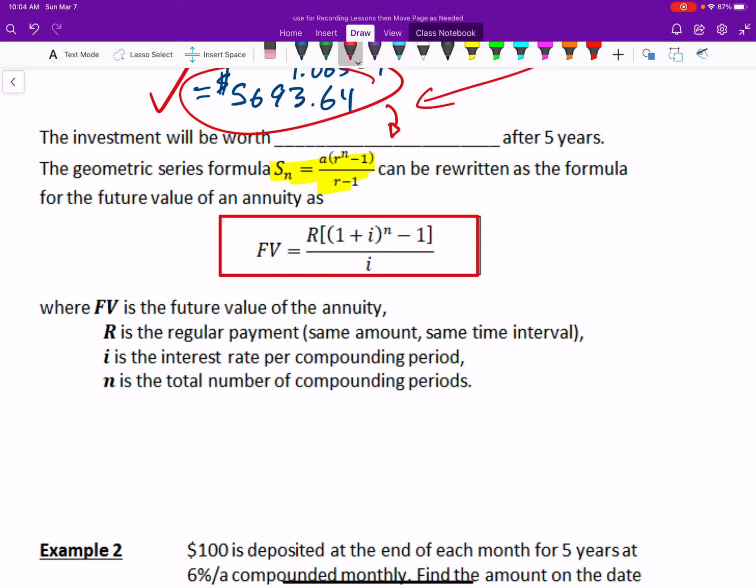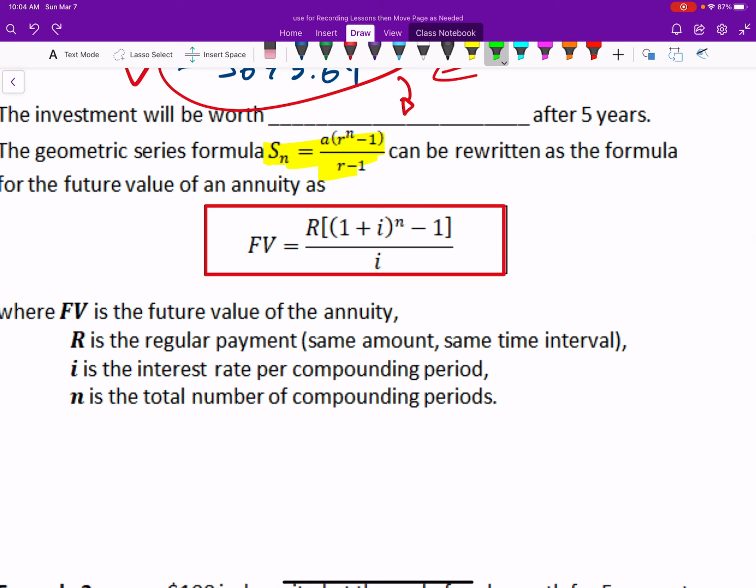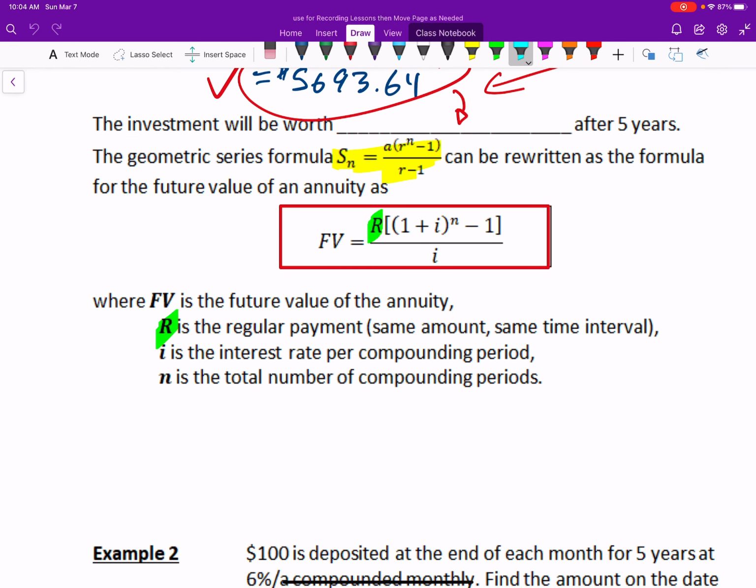So instead of saying the sum of the series, we talk about FV for the future value. Instead of talking about A as our initial amount, we talk about R. R stands for regular payment. And instead of little r, we talk about I as our interest rate per compounding period. Going back to what we had for compound interest, n is still the total number of compounding periods. So we've got just some different variables.